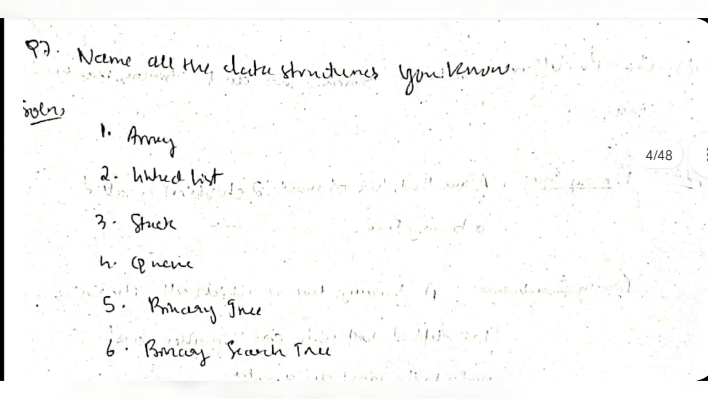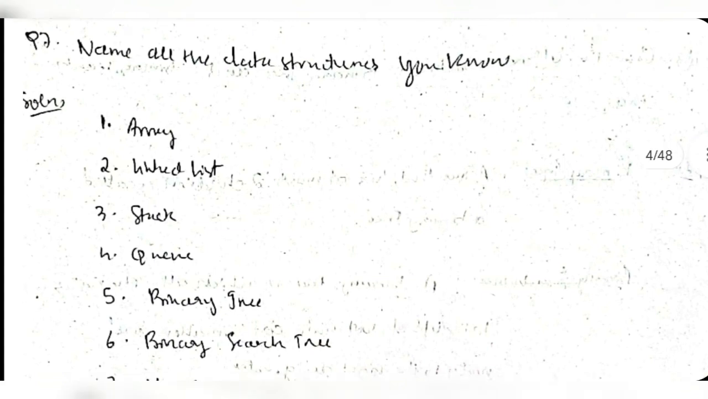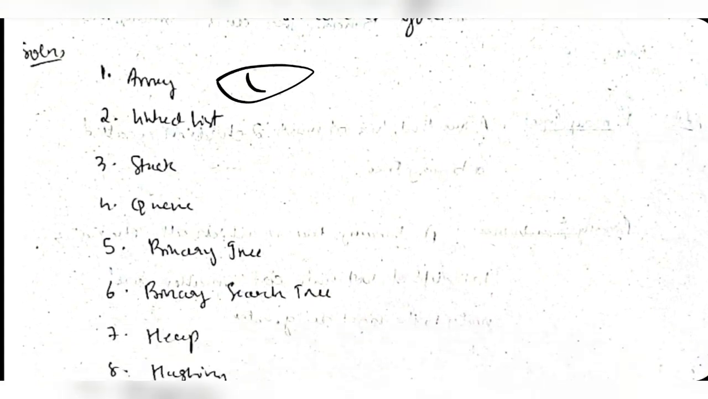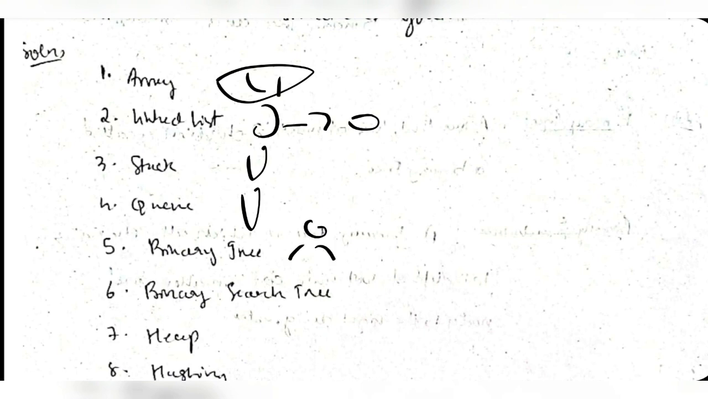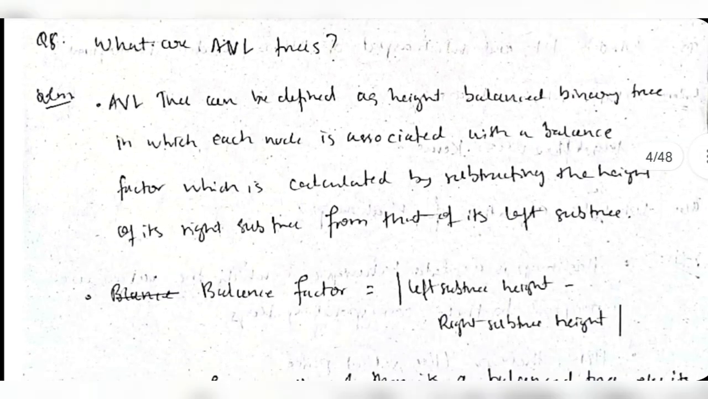And the next question is name all the data structures that you know. So the common data structures are arrays and linked list, stacks and queues, binary tree, binary search tree. Okay, heap, hashing, graph, and matrix. What are AVL trees?